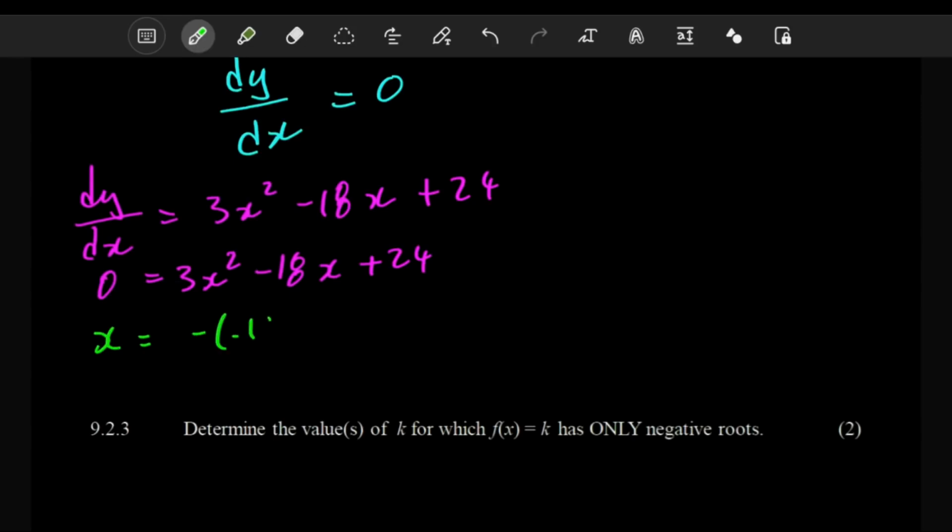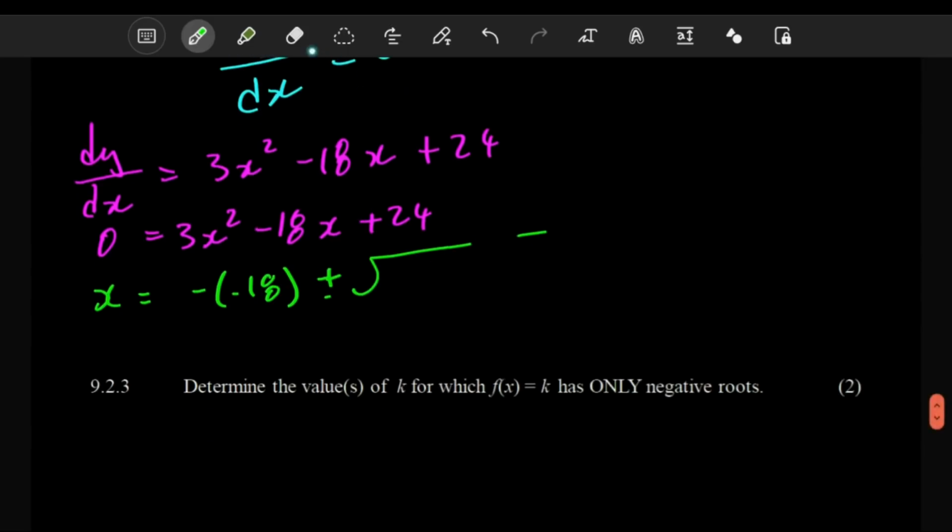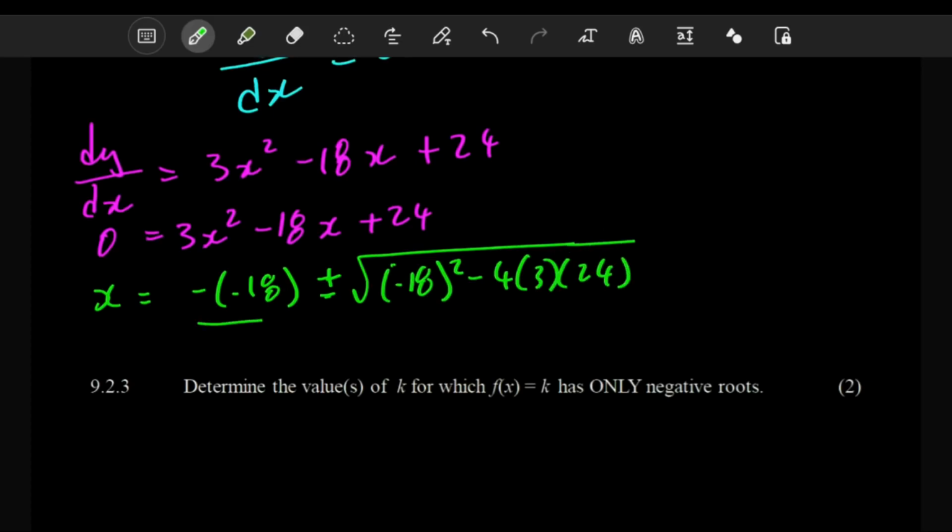Minus b plus or minus the square root of b squared minus 4ac. A is like a 3, C is a 24. And then the whole thing over 2a. There we go.